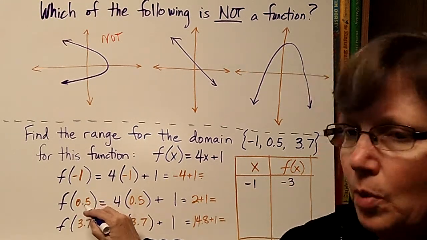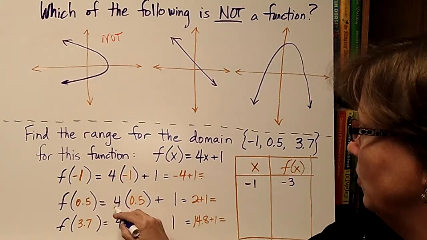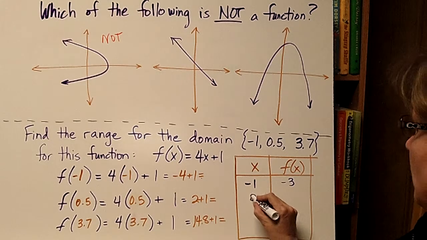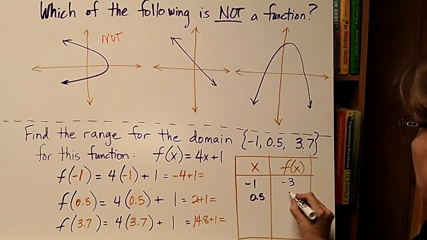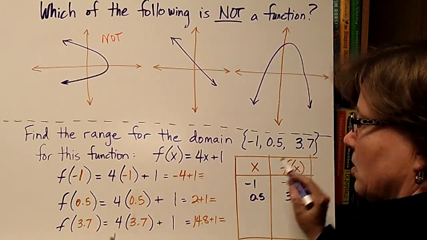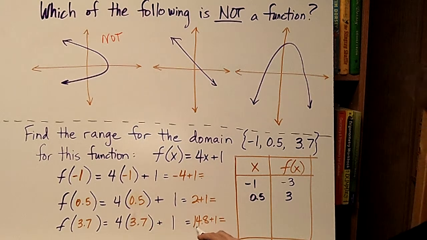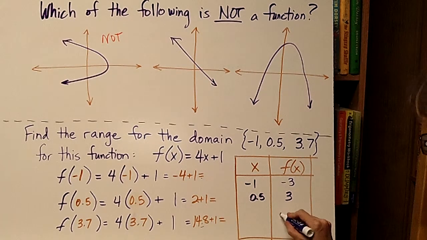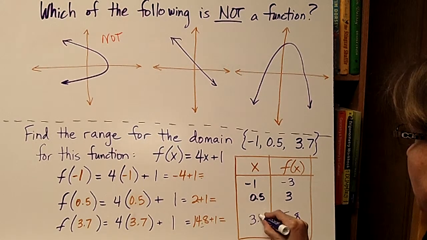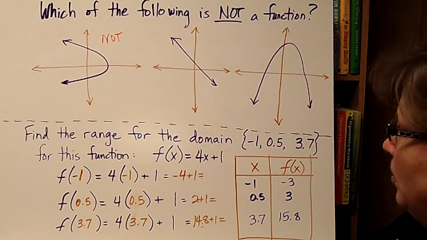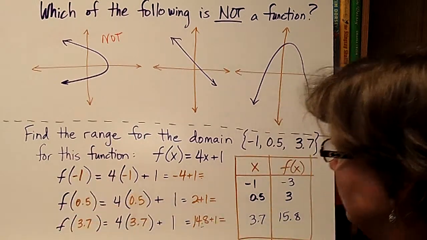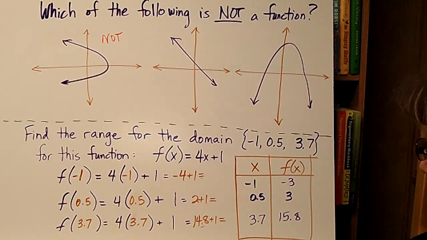You have a 0.5, which is the same as 1/2. 4 times 1/2 would be 2, plus this 1. So our 0.5 would end up being 3. And lastly, we had a 3.7. So the function of 3.7 comes out to be 14.8 plus 1, which would be 15.8. Simply a matter of inputting our domain, and that way the output turns into the function of x.